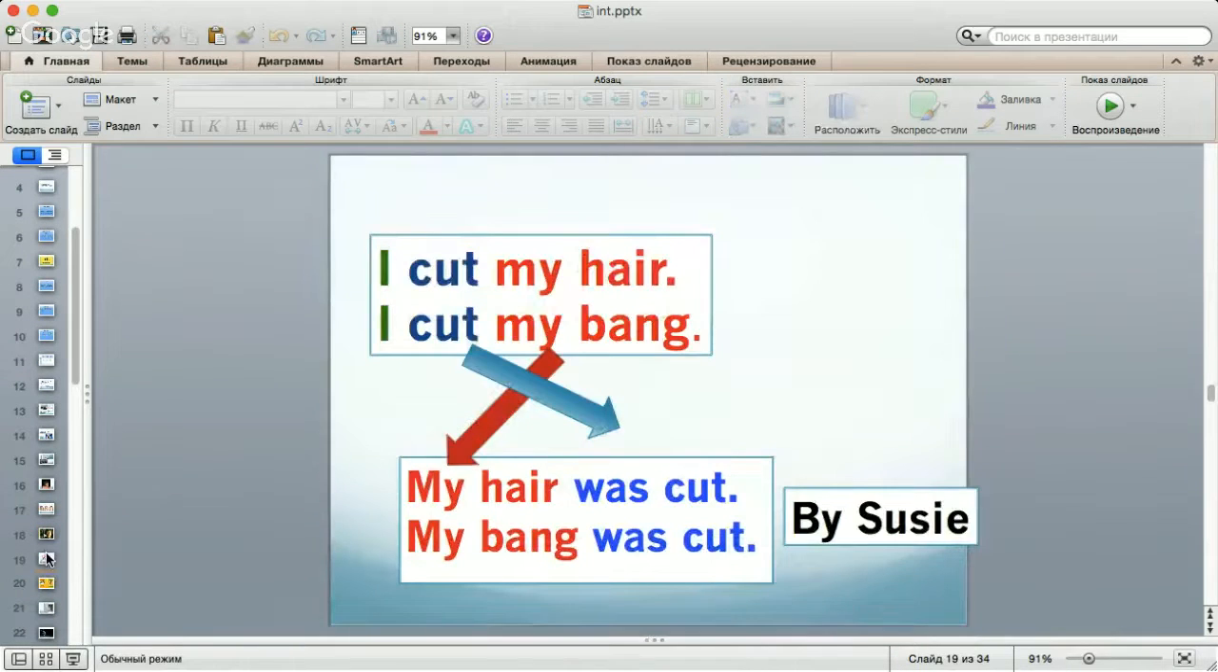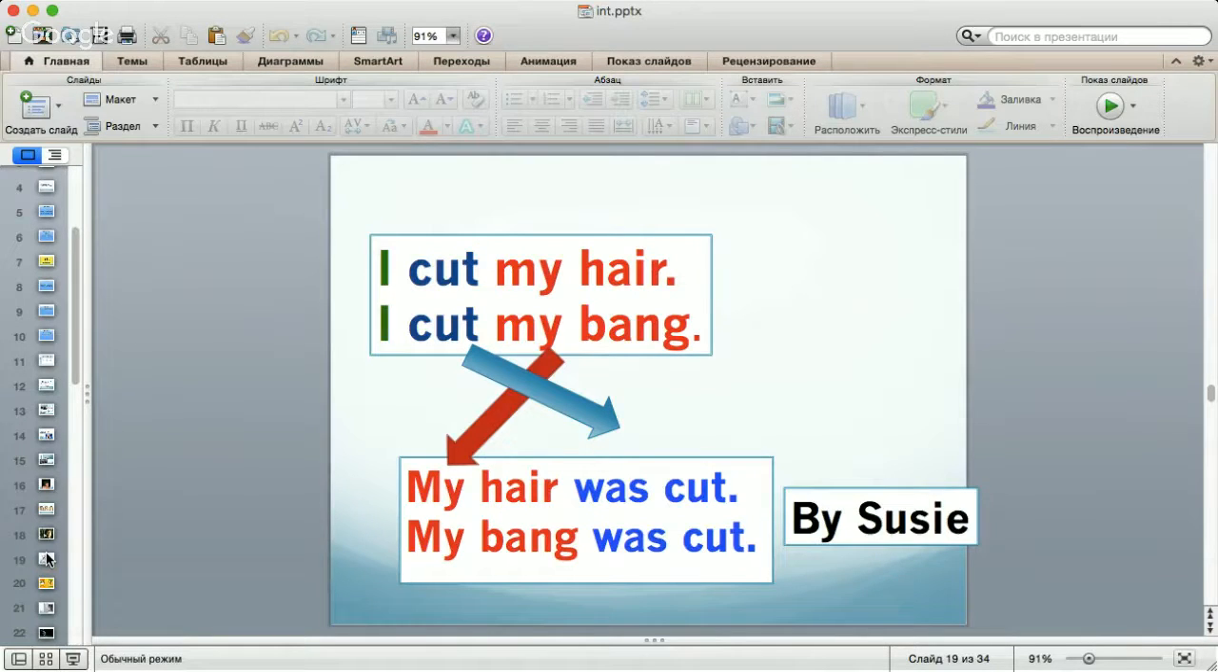What does that mean? That means that there are some things in life which we cannot do on our own, and in order to get those things done, we should turn to somebody else. So that means that if you have turned to somebody else, you probably cannot use active voice in order to describe this or that action. So you cannot say, and of course you can do these things, but you'd better not, I cut my hair, or I cut my bang.